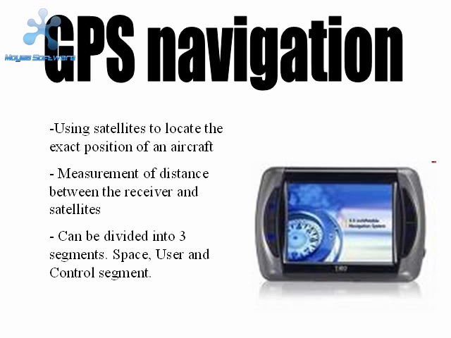The GPS navigation. GPS uses satellites to locate the exact position of the aircraft. The exact distance can be obtained by measuring the distance between the receiver and the satellite. The GPS can be divided into three segments: space, user, and control segment.